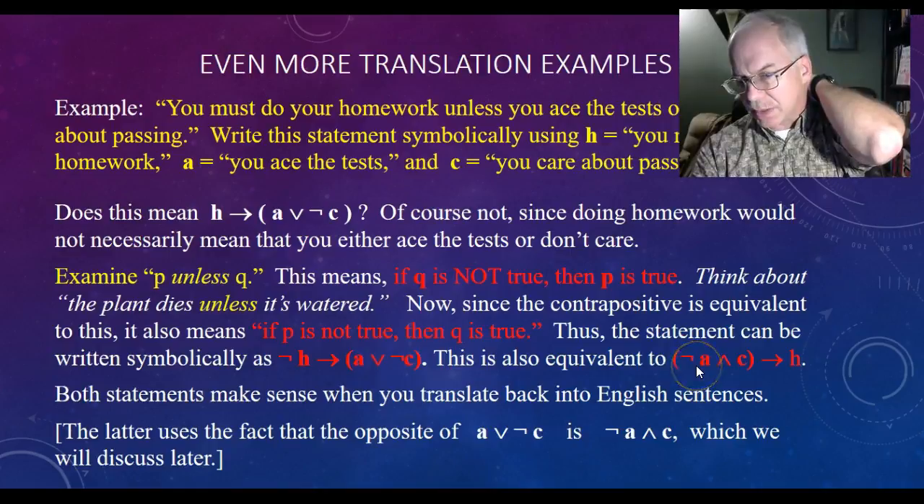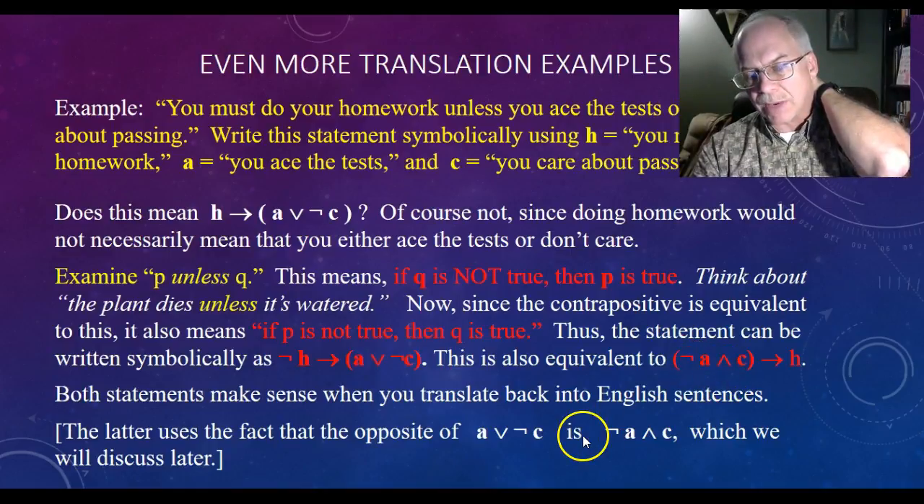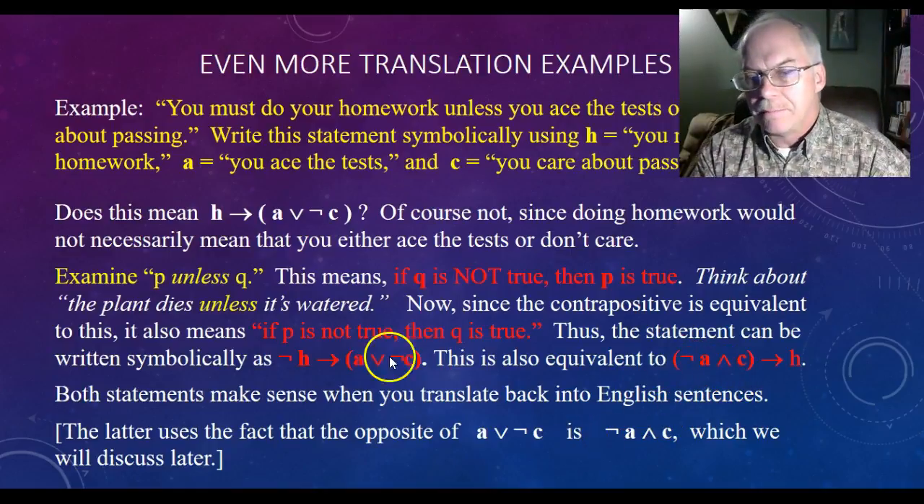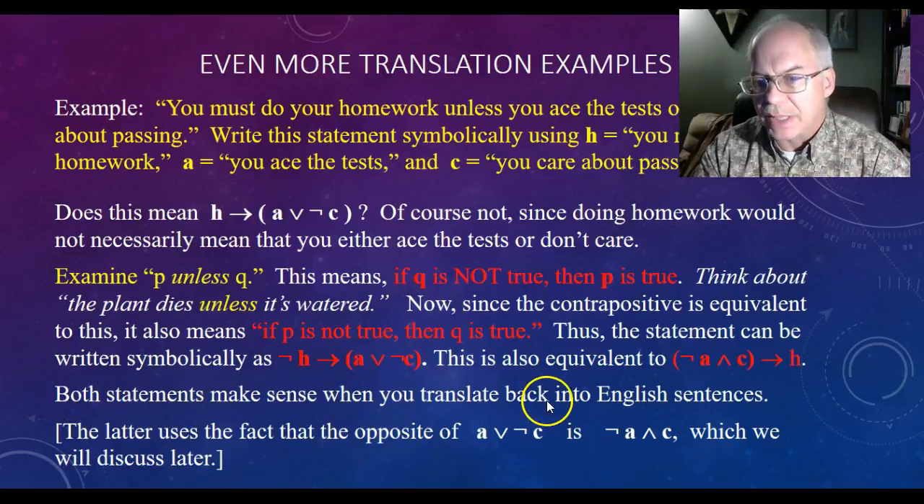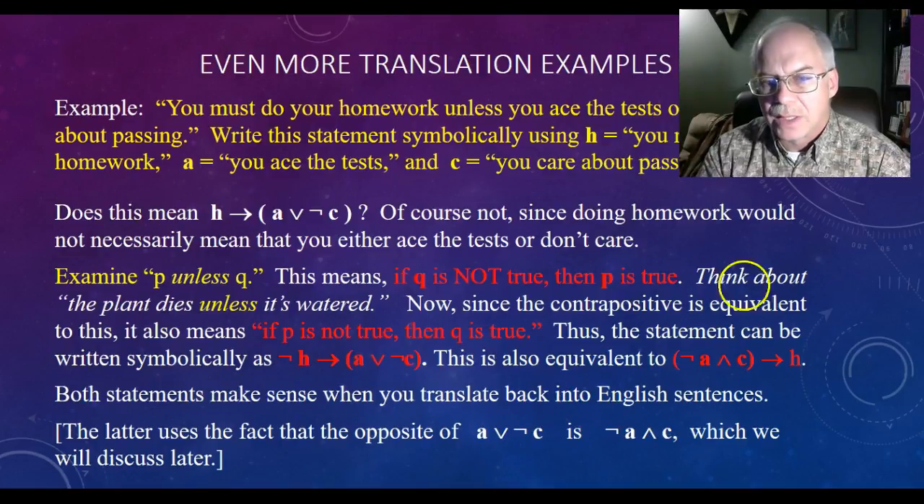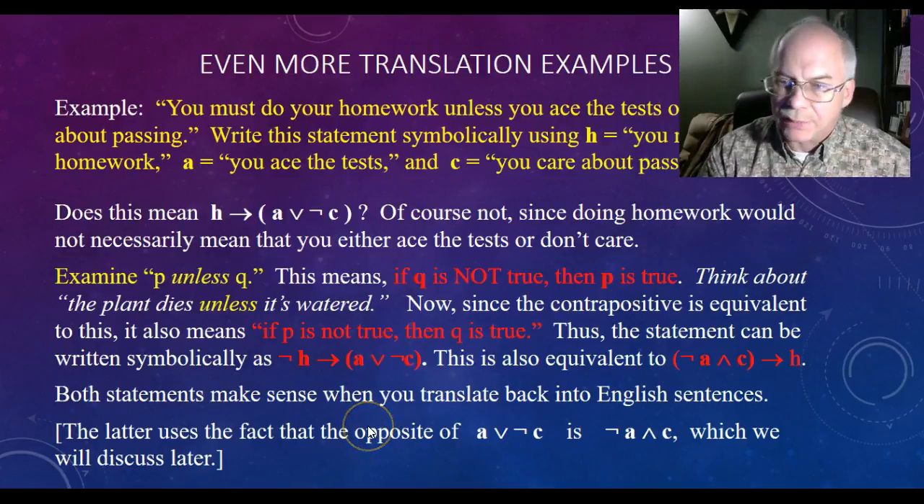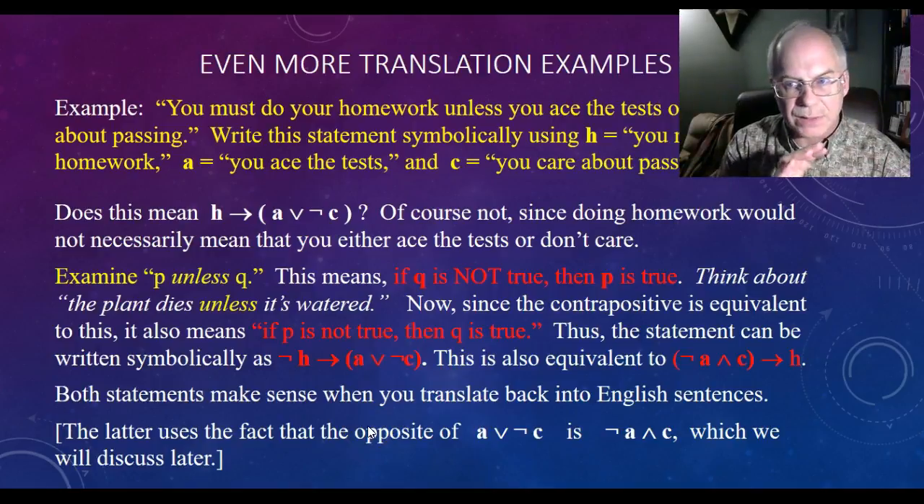We'll talk about that later. But anyway, it's called De Morgan's Law is what we're using there, but that's something we're going to talk about later. But both these statements do make sense when you translate them back into English sentences, okay? So sometimes it's a little tricky and you have to try it one way, and if it doesn't seem like it makes sense, try it the other way.